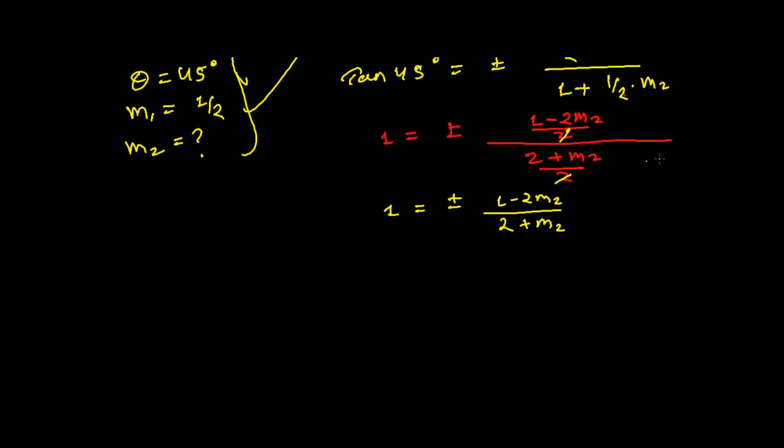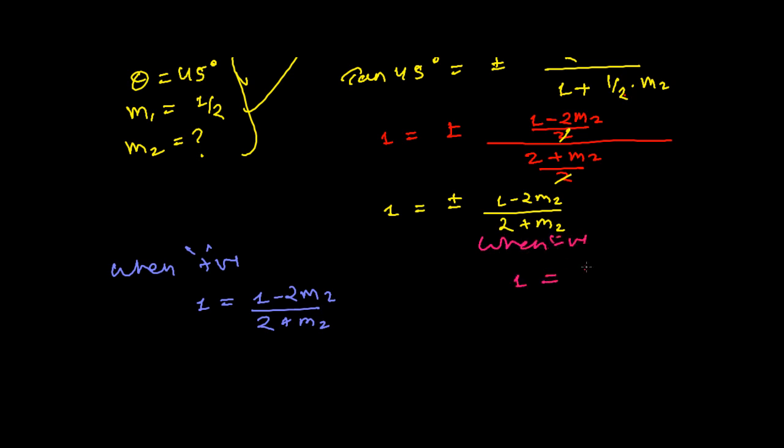Now there are two values. When it is positive, 1 will be equal to (1 minus 2m2) divided by (2 plus m2). And when we take negative, 1 is equal to minus (1 minus 2m2) divided by (2 plus m2). So let's solve and get the values.